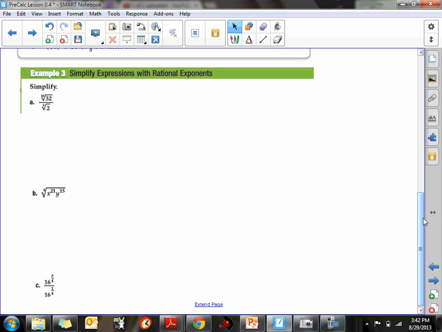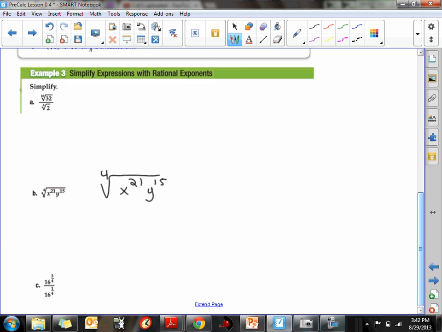We have the 4th root of x to the 21 y to the 15. I've already demonstrated a little bit of this flexibility, because we're going to look at this as x to the 21st times y to the 15th, raised to the 1/4. So I can think of that, using the power rule, as x to the 21/4 times y to the 15/4. And now I can reduce these.